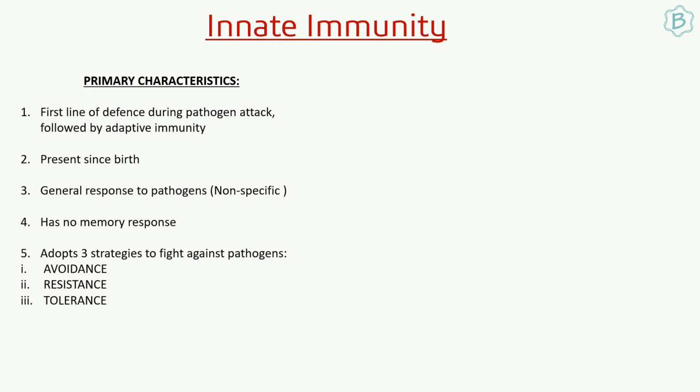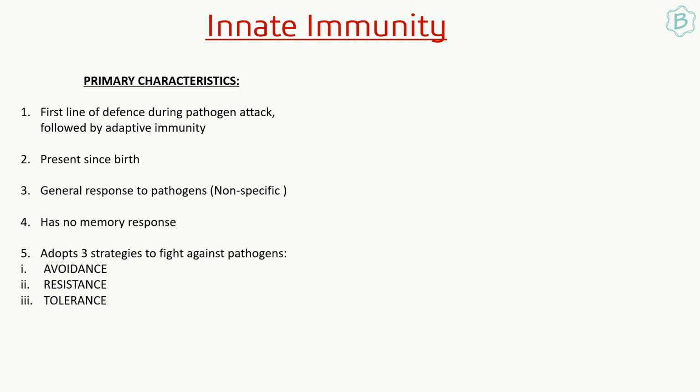So these are some of the primary characteristics of innate immunity. First is that it serves as the first line of defense during a pathogen attack, and this is followed by adaptive immunity. Like I mentioned before, it is present since birth. It has a non-specific action, so it will act on all types of pathogens, and it has no memory response.